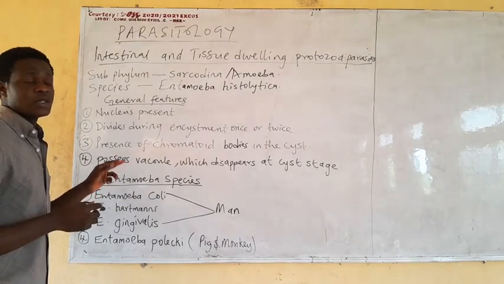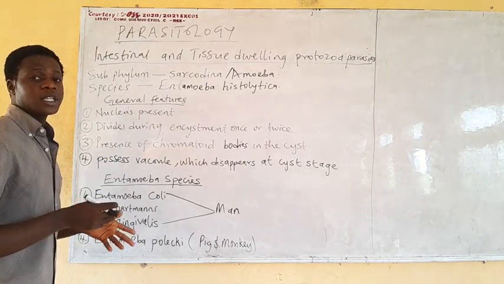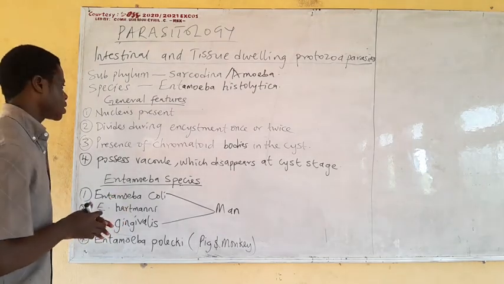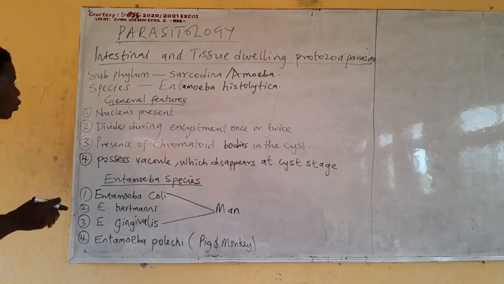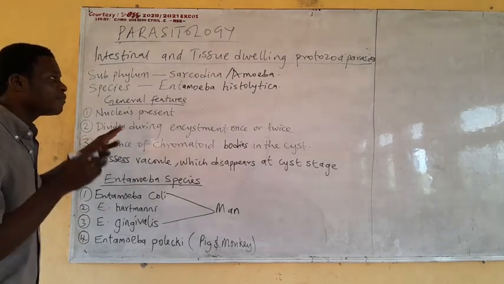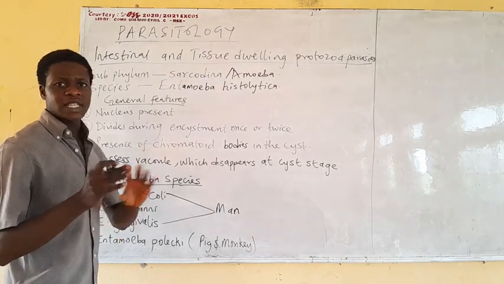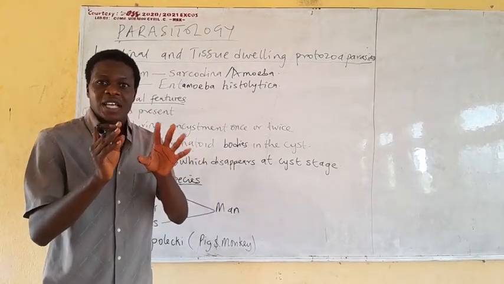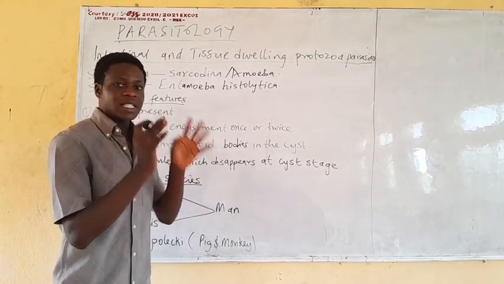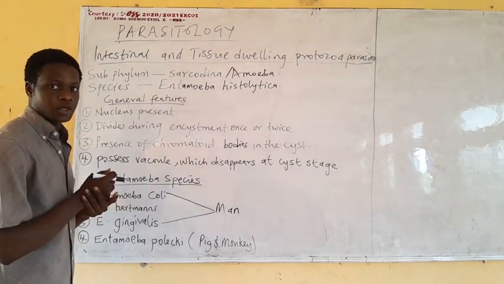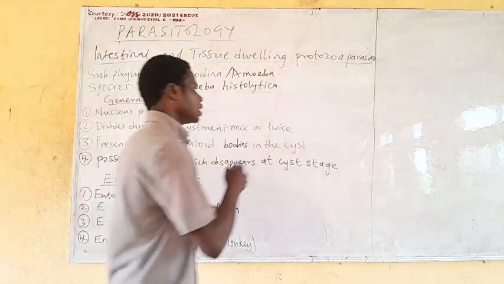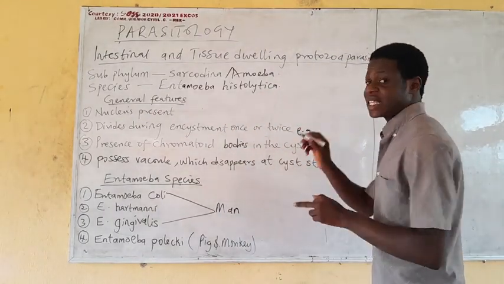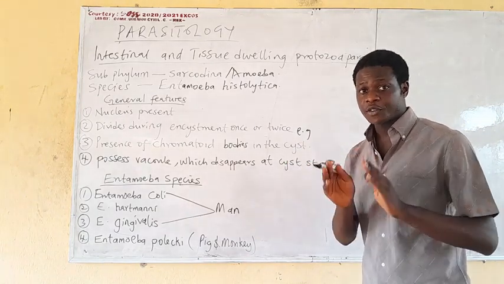The first is the presence of a nucleus. Entamoeba histolytica has a nucleus which is covered by endosomes and chromatoid bodies. The second is that Entamoeba histolytica is divided during encystment. What is encystment? Encystment is the period in which the parasite forms a protective shell in unfavorable conditions or weather conditions. This happens in Entamoeba histolytica. That is encystment, the covering of a shell.